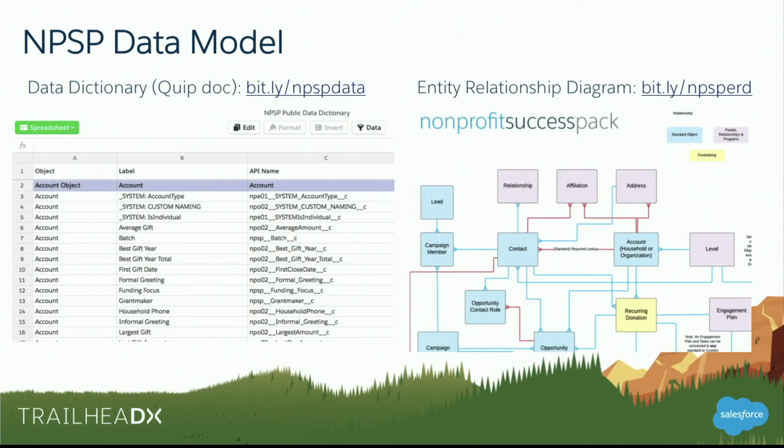Here's our data model. If you take one photo of one slide in this entire presentation, take this one, because here's why. Those bit.ly links are going to tell you exactly what every single field does inside the Nonprofit Success Pack, and it's also going to give you our full entity relationship diagram as a publicly accessible document. If you're starting to see a theme here, it's because as part of the open source commitment we put behind these products, we make all of their information available to you as developers and also as consultants.